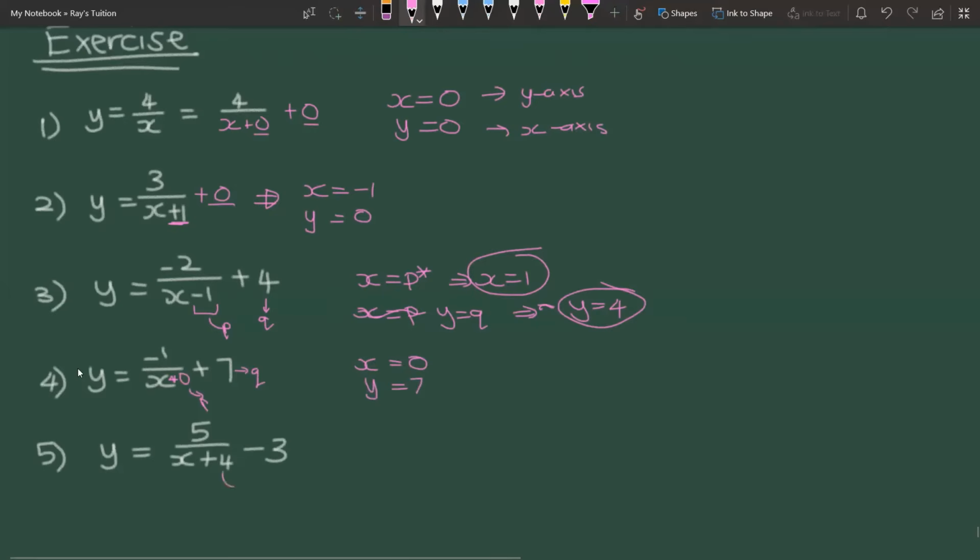For the last one, we can see our p is 4 and our q is -3. So x is equal to -4 and y is equal to -3. So we only change the sign of p. For q, we take the same sign. So this is a very easy way to have a look at getting the asymptotes. We just find the p and q values in the equation, and the one asymptote is x is equal to p star, as in we change the sign from the equation, and the other one is y is equal to q, and that is that.